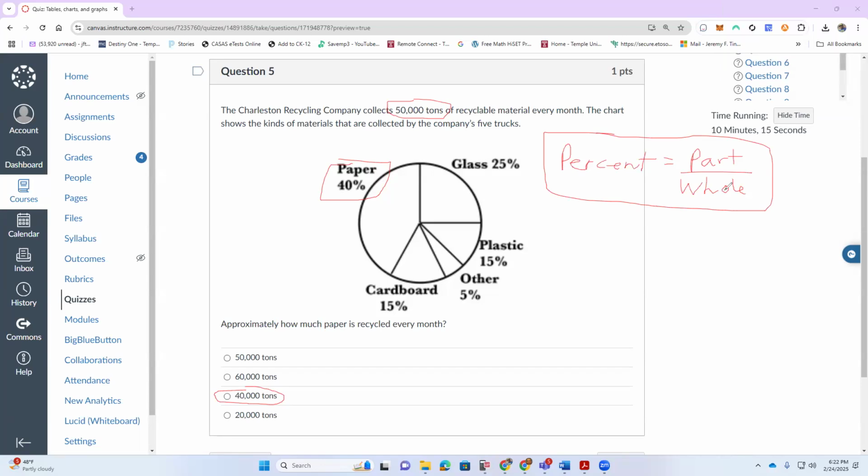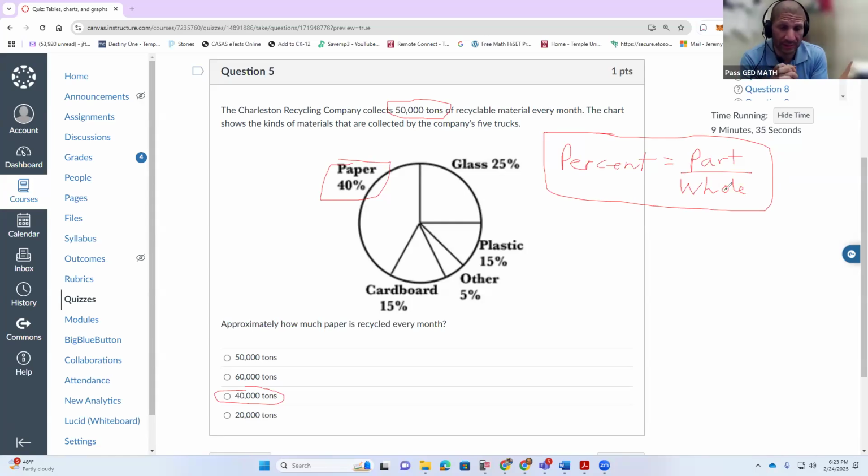Let me repeat it again. We have the percent. We have the whole. What do we need to solve for? What variable don't we know? Looking at those three variables, percent, part, and whole, for any equation, whether scientific or mathematic, there can only be one unknown. So which one do we not have information on?